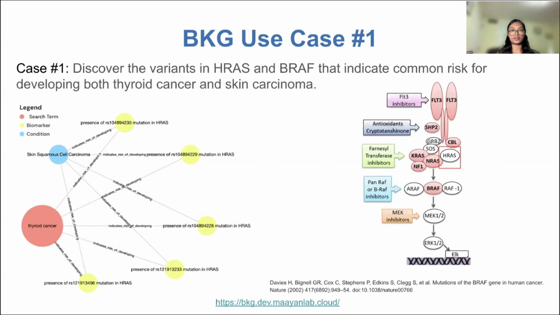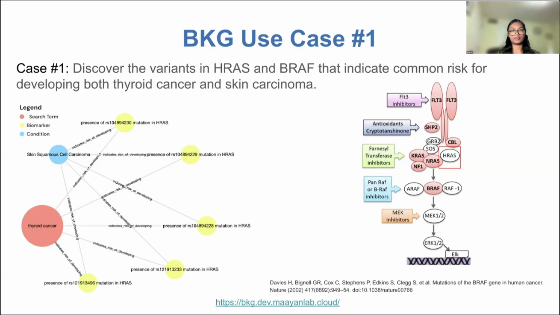The first use case is for discovering the variants in HRAS that indicate common risk for developing thyroid cancer and skin carcinoma. And using the two-term search, the following subnetwork shows these mutations in yellow. And the significance of these mutations makes sense in the context of the roles in the MAPK pathway. As you can see on the right, HRAS is a GTPase that activates the kinase BRAF, that activates downstream proteins that regulate cell proliferation. Thus, if HRAS were mutated and remained active, the MAPK pathway would remain activated and cell proliferation would be out of control, leading to cancer.